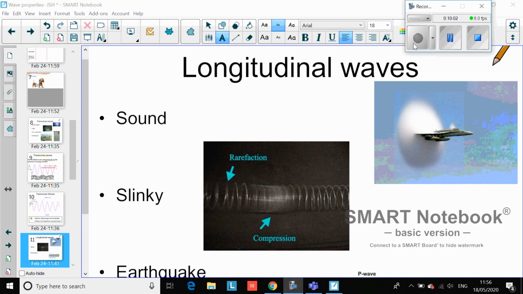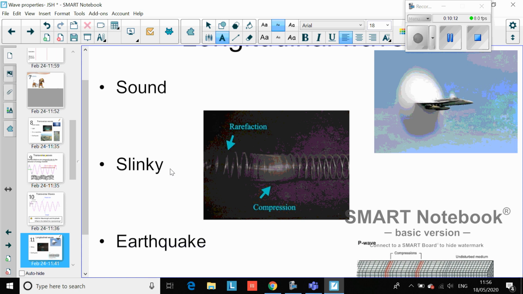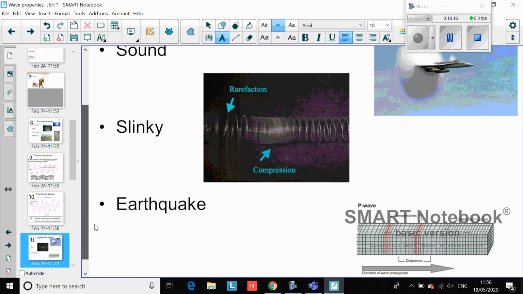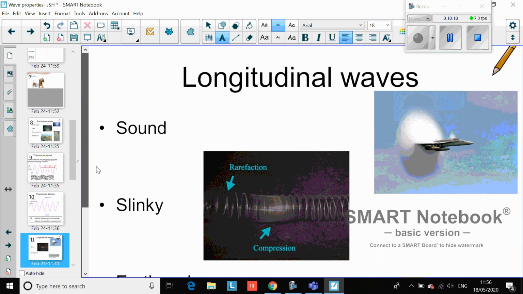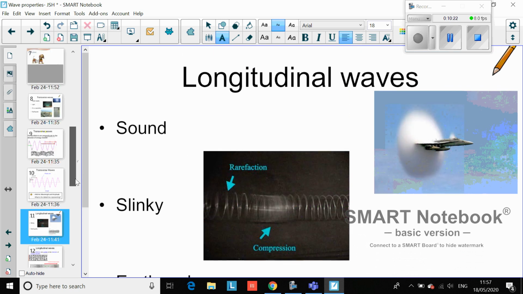So longitudinal waves, just sort of introduce these. These are a bit funny. So examples of this could be sound waves, a slinky if you push it back and forward, and again, some kind of earthquake waves. But the example you're most likely to find are sound waves. So if you didn't get that, add it to your table now.